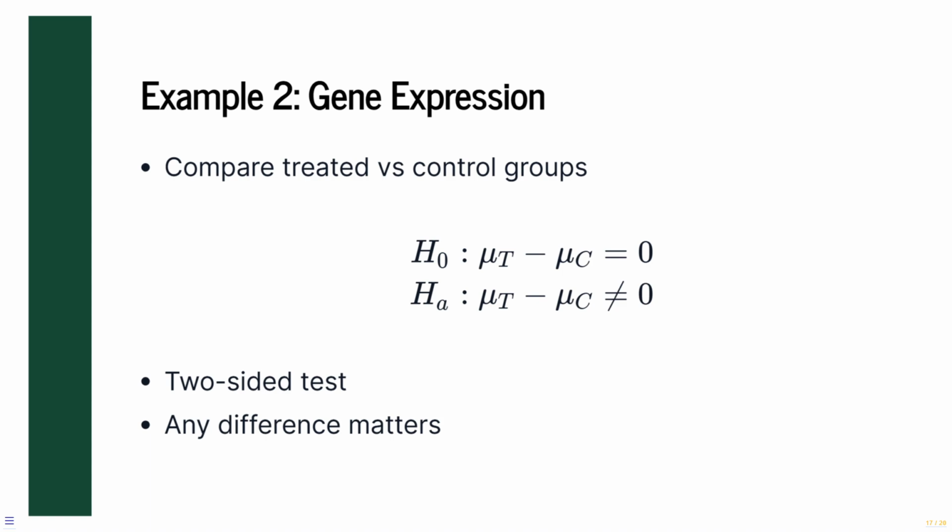In another example, a geneticist compares gene expression between treated and control groups. Let mu sub t and mu sub c represent the mean expression levels. The hypotheses are H sub 0, mu sub t minus mu sub c is equal to 0, and H sub A, mu sub t minus mu sub c not equal to 0. This is a two-sided test because any difference matters.